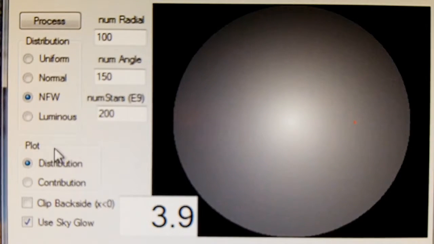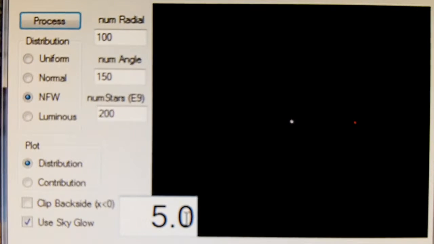And then you have the Navarro-Frenk-White distribution. This is the distribution that is necessary to have the matter distribution in the galaxy such that the stars have the same speed as they roll out. There are stars out here, you just can't see them because, compared to the scaling of the color model here, these are so far down it's near black, but there is stuff out there.